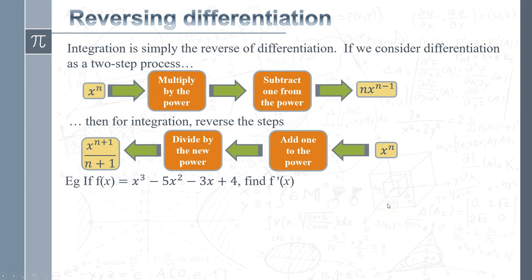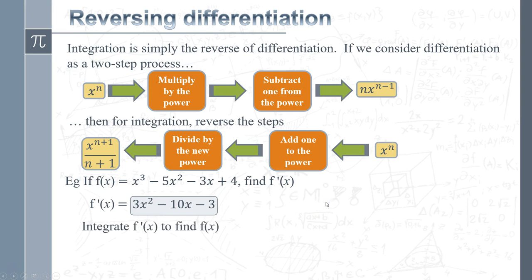Now let's have a look at a quick example. What I'm going to do to begin with is differentiate it, and then I'm going to reverse it and get back to where I started from, just to prove that the one process is the reverse of the other. So we've got this function here, find f dash of x, which is the differential. Differentiating it, hopefully we're happy, we're going to get 3x squared minus 10x minus 3. Just take a moment to have a look at that and make sure you're entirely comfortable with it.